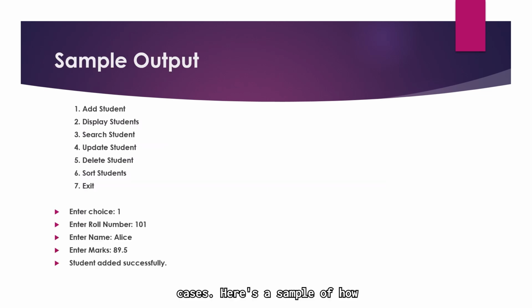Here's a sample of how your program will look when executed. The menu options are clearly displayed and the user can select what they want to choose. For example, entering 1 allows them to add a new student by entering a roll number, name, and marks. A success message confirms the operation. Keeping your interface clean, informative, and friendly goes a long way in improving the user experience.